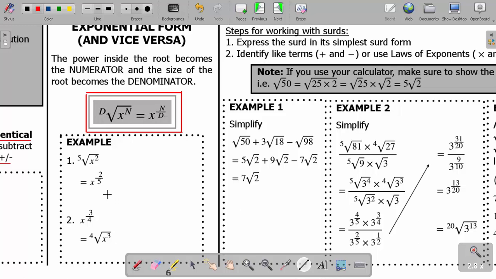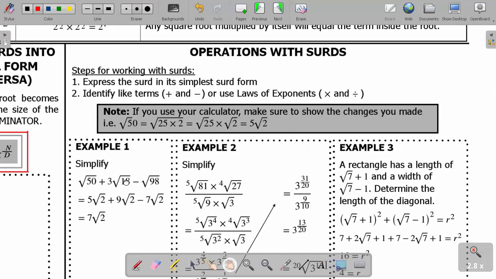For example, if I have the fifth root of x squared, now 5 is the size of the root, so it becomes the denominator. What about the 2? It becomes the numerator. So this is what it becomes here. Likewise, if I'm converting from exponential form, you see now this 4 is going to become the size of the root. What about the numerator? It must be 3. So it becomes like this. Hope we are still together. Let us continue, guys. Hope you are enjoying the lesson. Please take note of that.